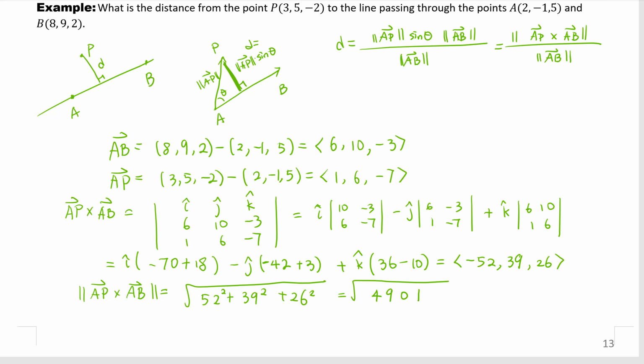Okay, how about AB? Well, AB is 6 squared, 10 squared, 3 squared. Well, that's 36 plus 100 plus 9. The answer is 145. Okay, finally, our d. Our d is, we use the length of AP cross AB, so the square root of 4901 divided by the length of AB, which is the square root of 145.